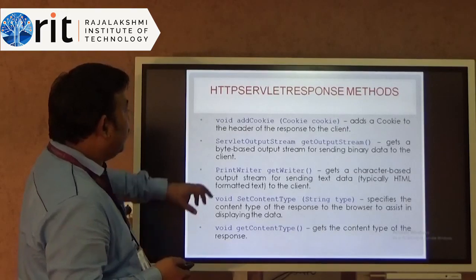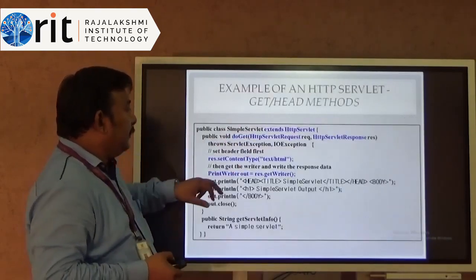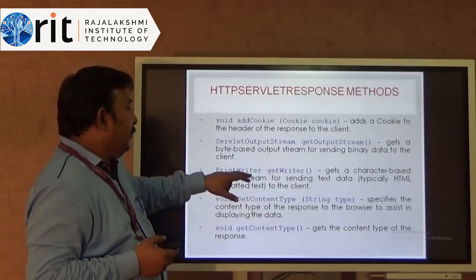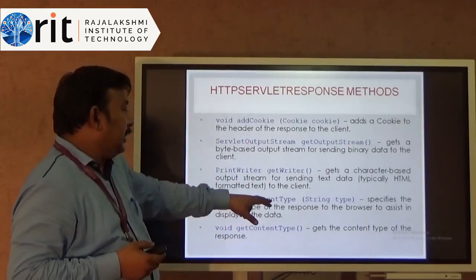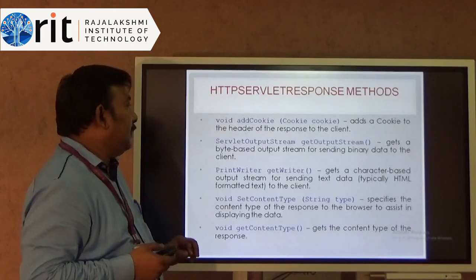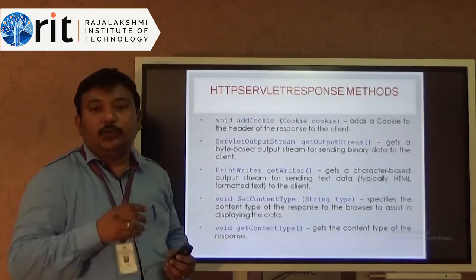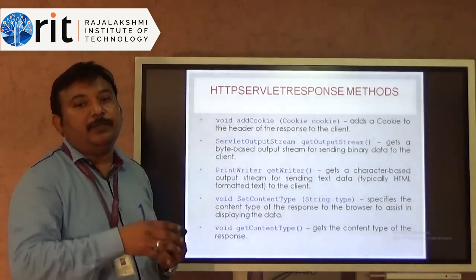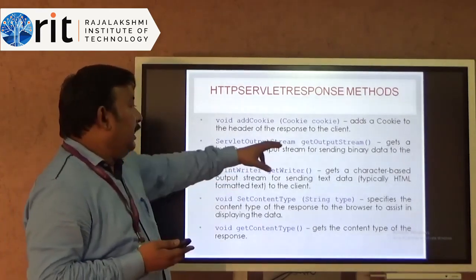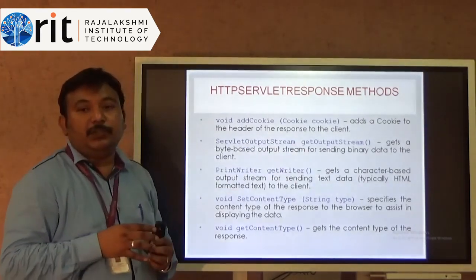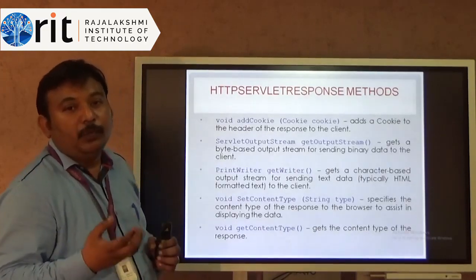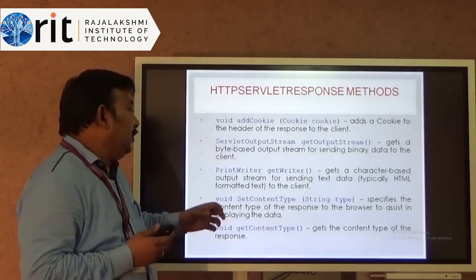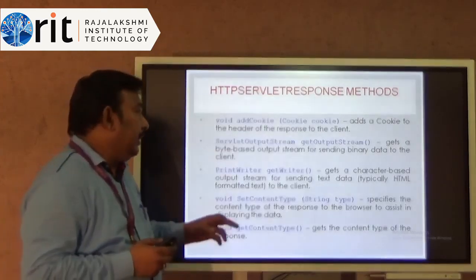Now, a few more methods are there. Add cookie. Next are get output stream, get writer, then set content type and get content type. The add cookie method is used to create cookies and to store them in the form of an array. And get output stream is a method which is used to get the output stream for byte-oriented data, so it will be in the form of binary data.